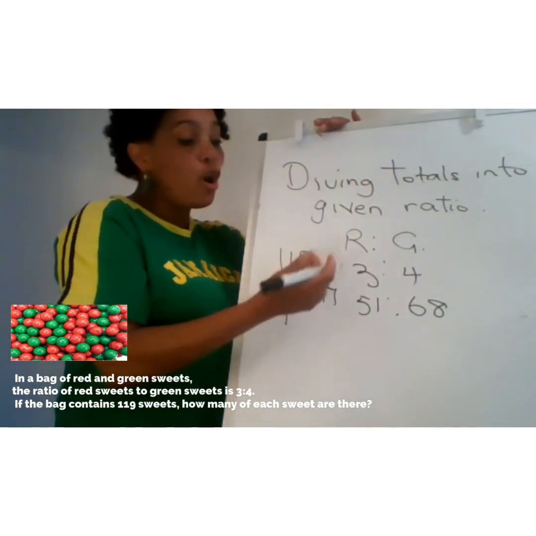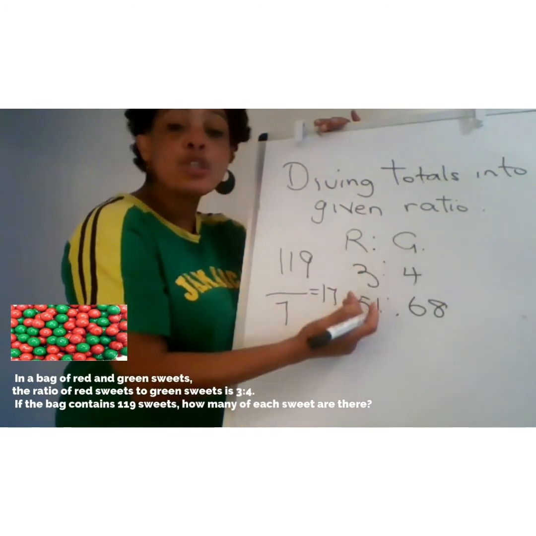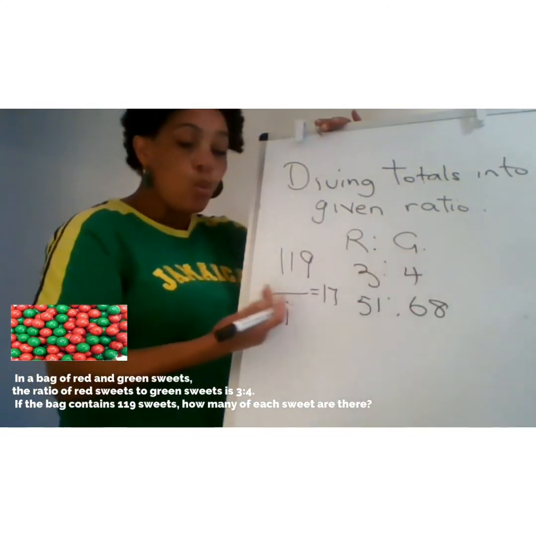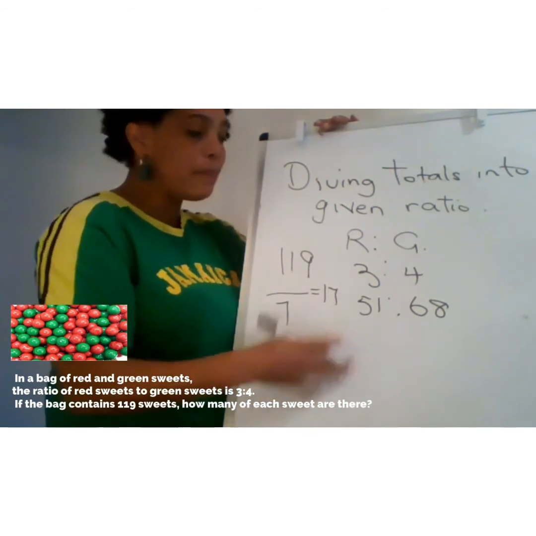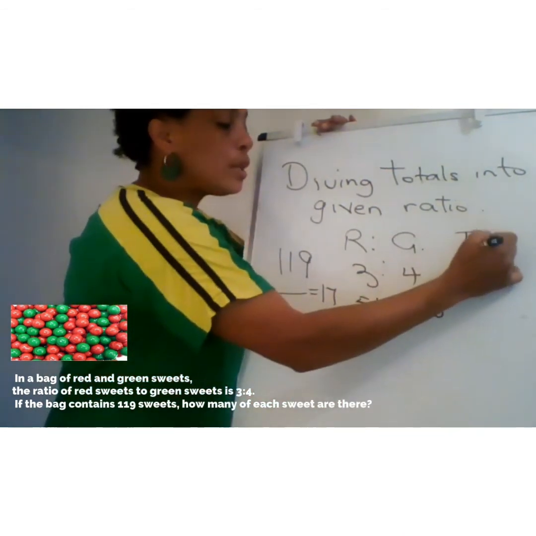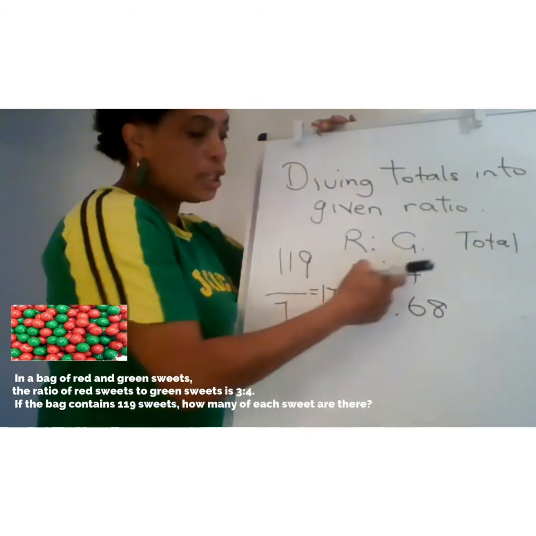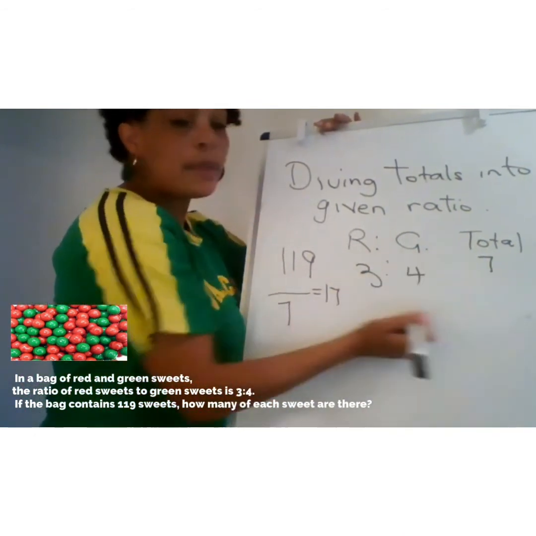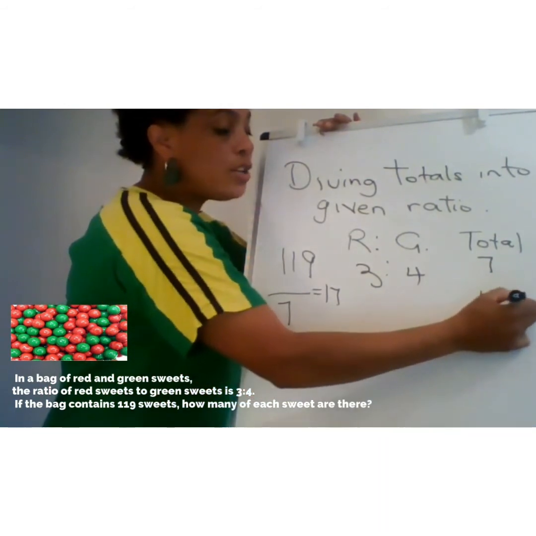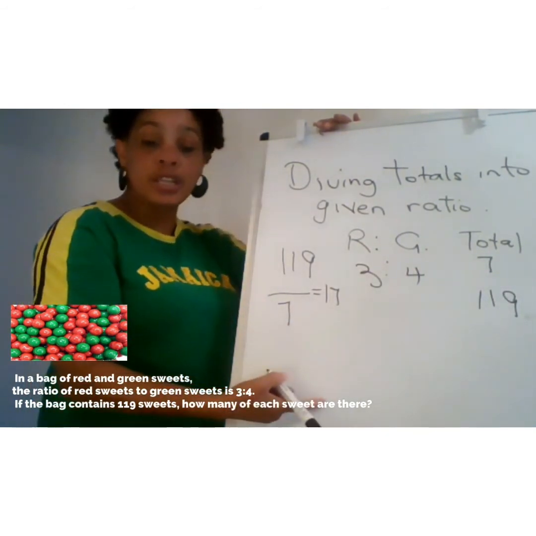So the ratio of red to green was 3 to 4. There are 119 sweets in there. If we wanted to use a table, we could then say total. In total, there are 7 parts. The total amount of sweets that I'm going to be sharing is 119. So that's a situation that I have.